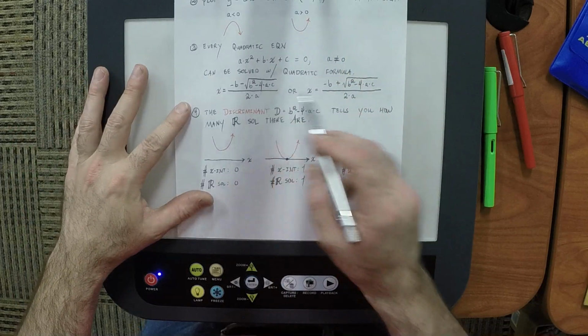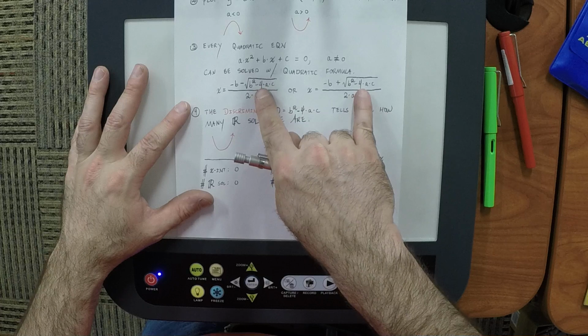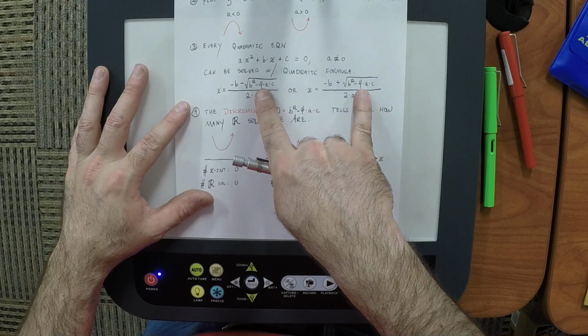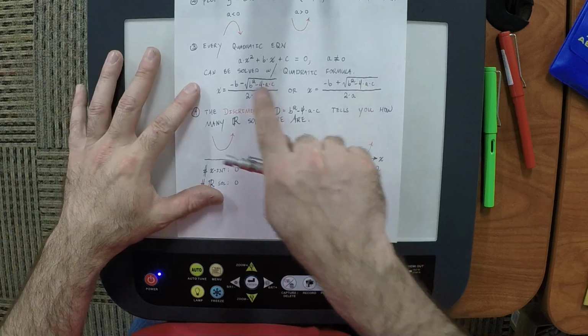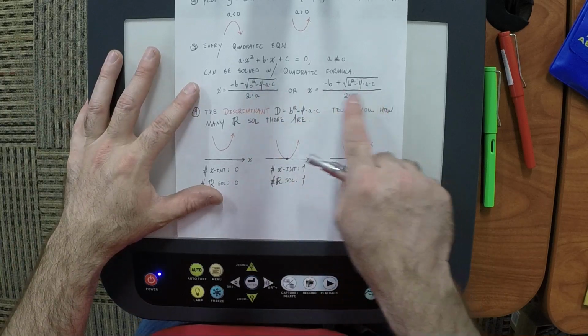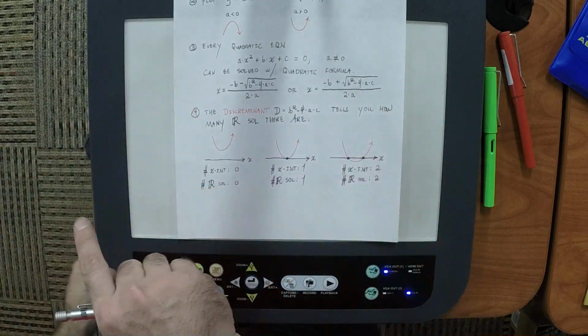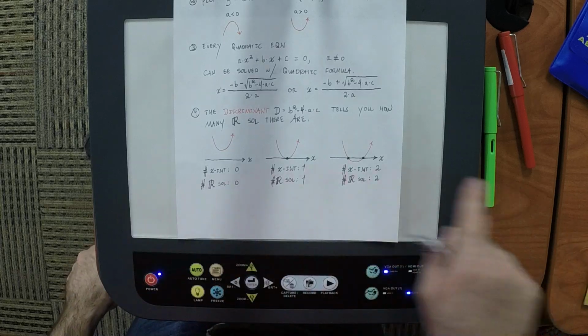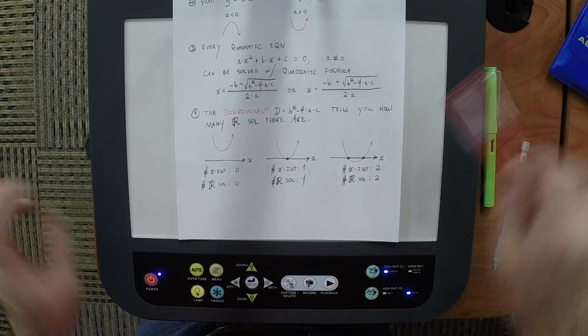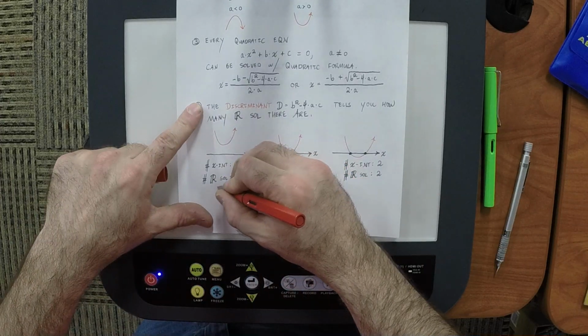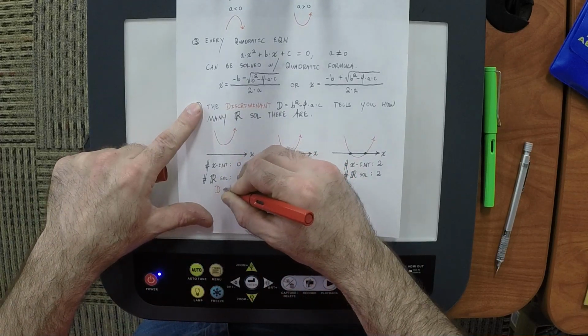So notice that in both cases, we need to compute the square root of the discriminant. So if the discriminant is negative, that means we wouldn't be able to do either one of those. Which one of these has no real solutions? That one, right? So this is the case when the discriminant is negative.